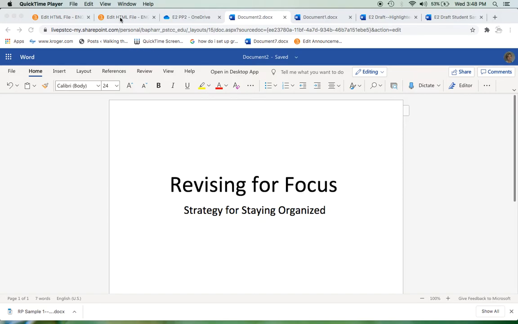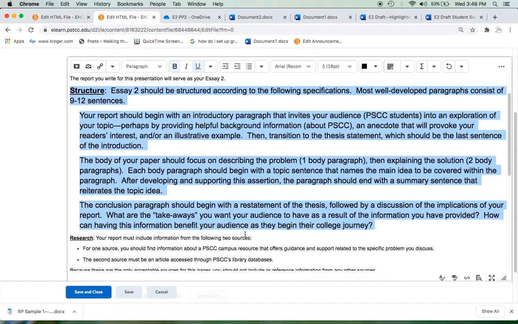First, let's look quickly at the essay assignment that we're working on. This is an essay that is having students write about a problem that students may encounter in college and then discuss a solution to that problem. And this is how that essay needs to be structured. It has an introductory paragraph, and then it has body paragraphs. The first body paragraph describes the problem, and then the last two body paragraphs describe the solution.